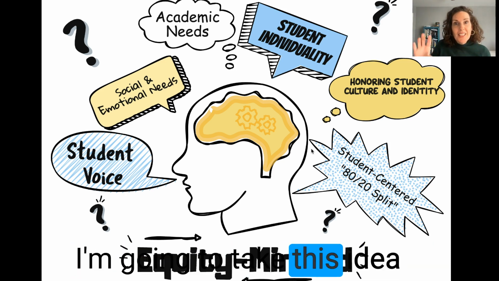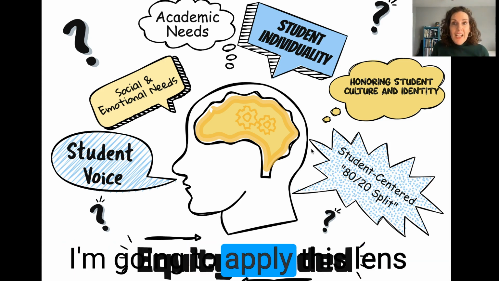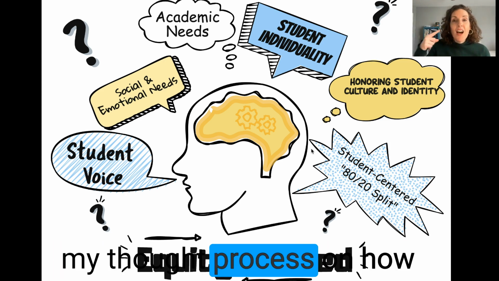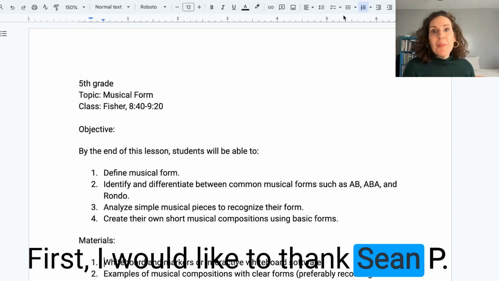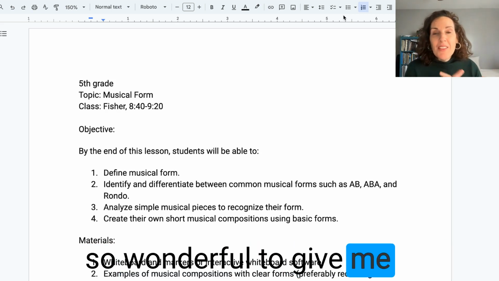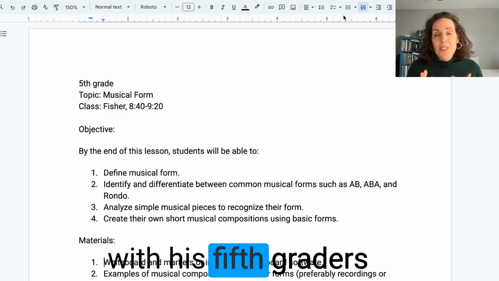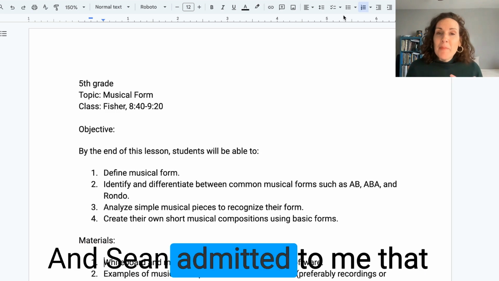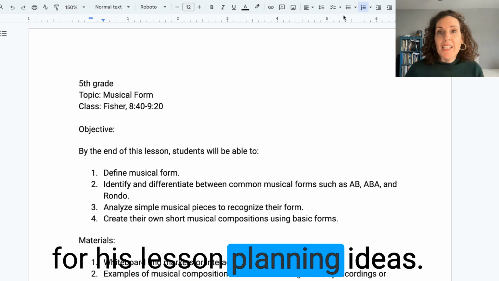I'm going to take this idea of equity-minded teaching. I'm going to apply this lens onto a lesson so you can see my thought process on how we can level up a lesson. First, I would like to thank Sean P. out in Philadelphia. He was so wonderful to give me this example of a lesson that he's currently working on right now for the spring with his fifth graders, specifically on musical form. And Sean admitted to me that he actually uses ChatGPT a lot for his lesson planning ideas.